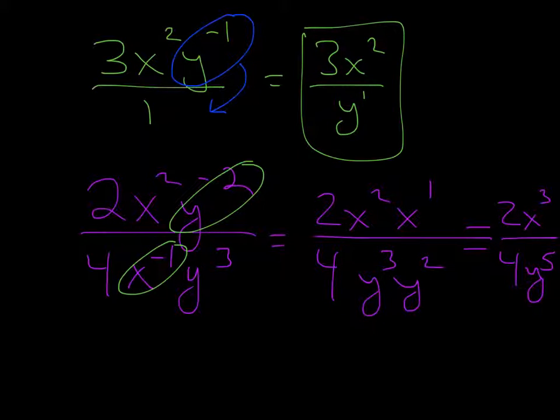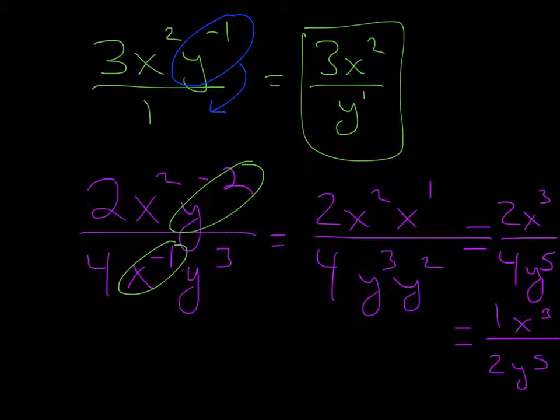And then one last final thing that you should always do is you should always just check your numbers, your coefficients, and see if you can simplify them. So I can simplify 2 over 4, right? So 2 over 4 just becomes 1 x cubed over 2 y to the fifth.